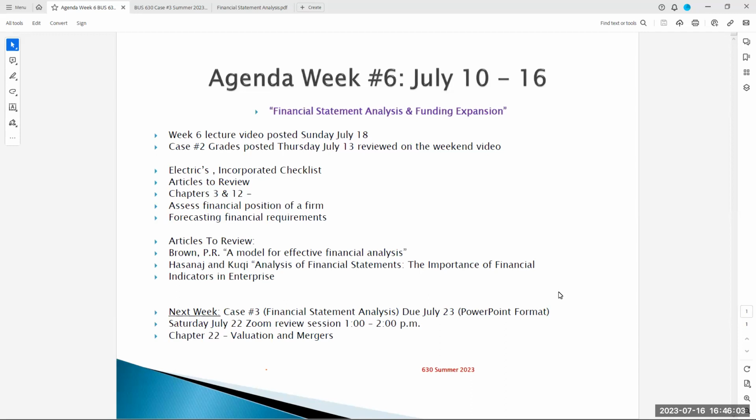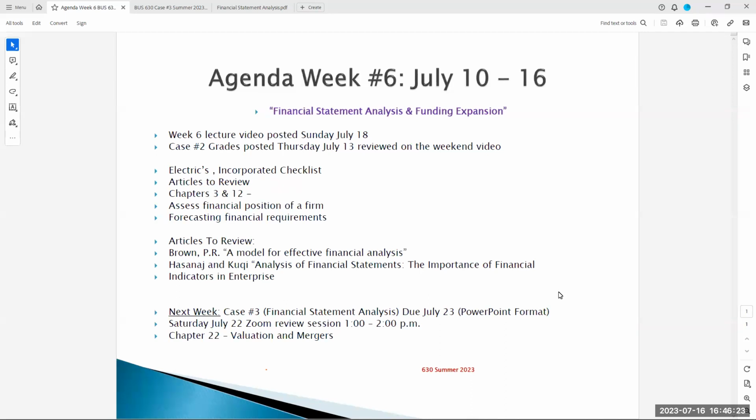Today's date is Sunday, July 18th, and I'm going to be reviewing case number 2, the spreadsheet, which will help you with your electrics case. I will be introducing case number 3, financial statements and analysis, which is due in a PowerPoint format, July 23rd, Sunday, a week from today.